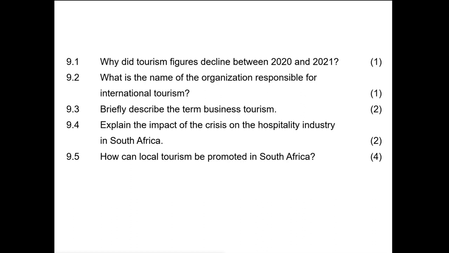A lot of people lost their income as a result of that. Anything else you guys can contribute there? Besides the loss of income? We could also say people lost their jobs. A lot of people, home businesses, they lost the income, so a lot of jobs were lost as well. People suffered financial losses. Okay, so let's move along to question 9.5. How can local tourism be promoted in South Africa? 4 marks.